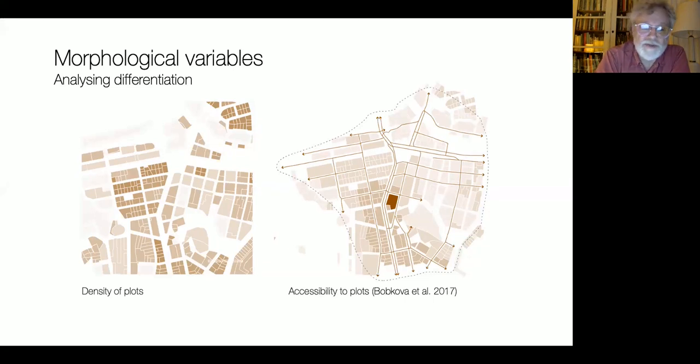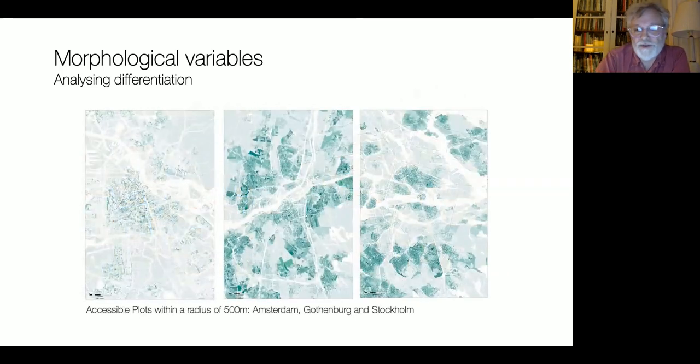could then measure, for instance, the density of plots, of course, but we could also measure the accessibility to plots using the same place syntax tool, doing the same thing, and then also start to make studies where we can correlate this to different phenomena and so forth. And also describe cities that are very different.